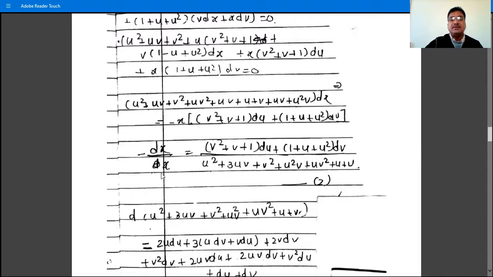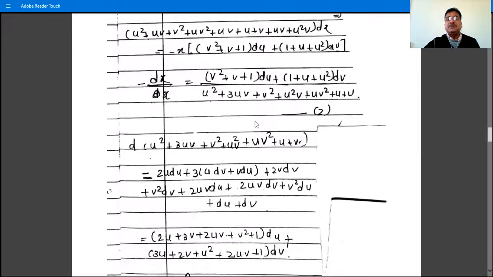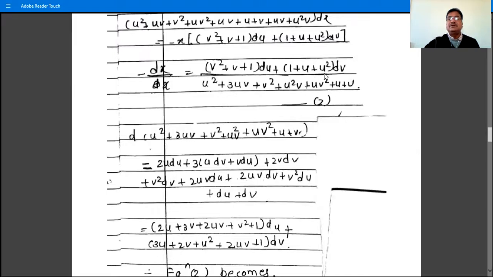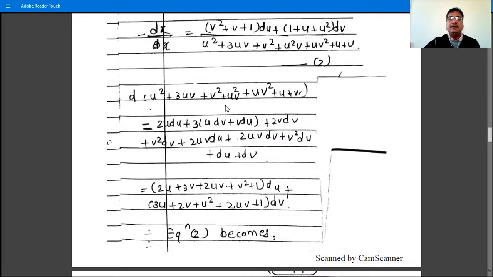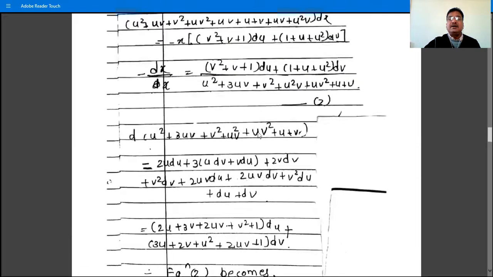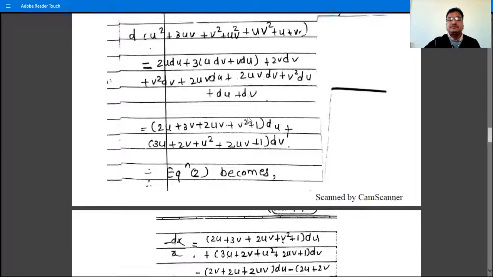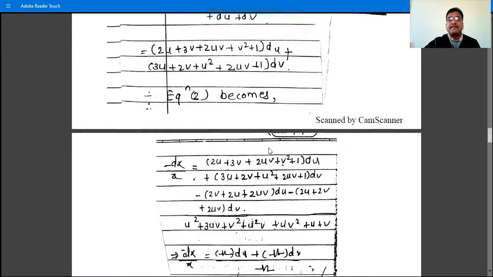So we have minus dx by x is equal to this: (v square plus v plus 1) du plus (1 plus u square) dv divided by this. And now we have to integrate both sides. So integration of the LHS is log x, but in order to integrate the right side, we'll find the derivative of the denominator first. So the derivative of the denominator is this. So adjust this at the numerator, or use another trick.